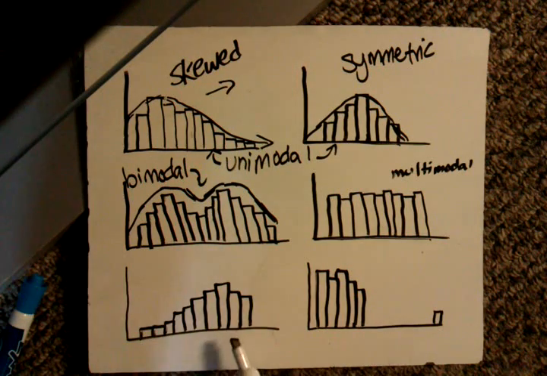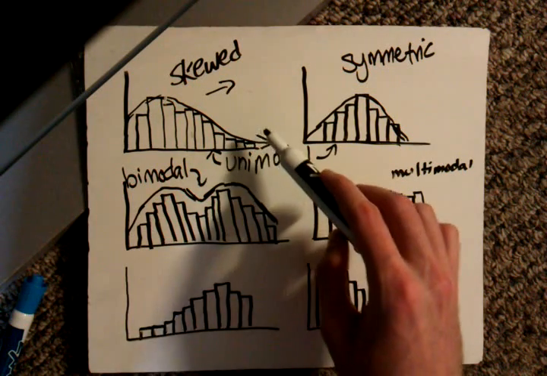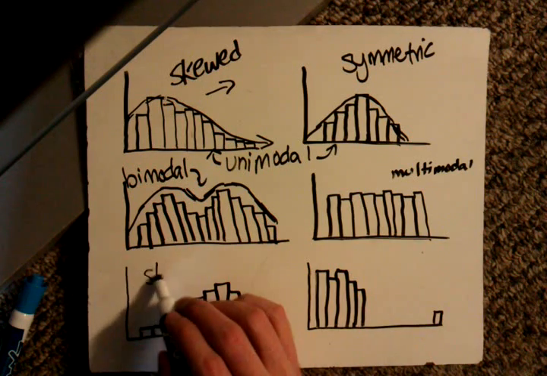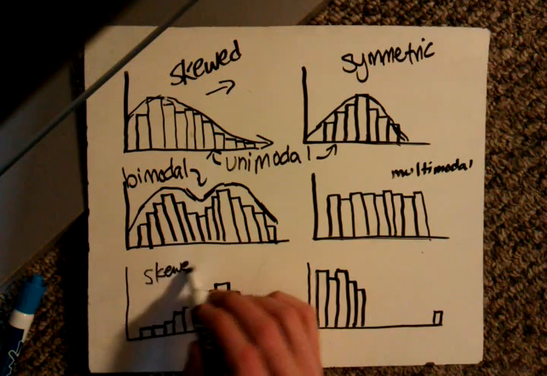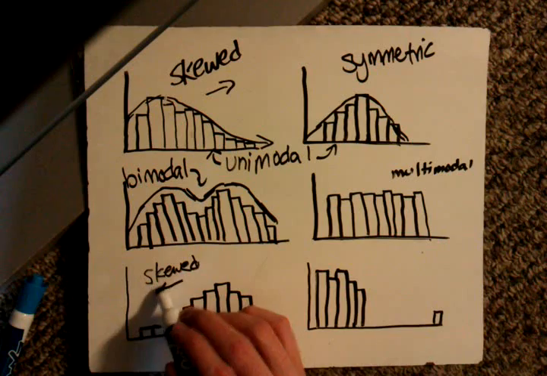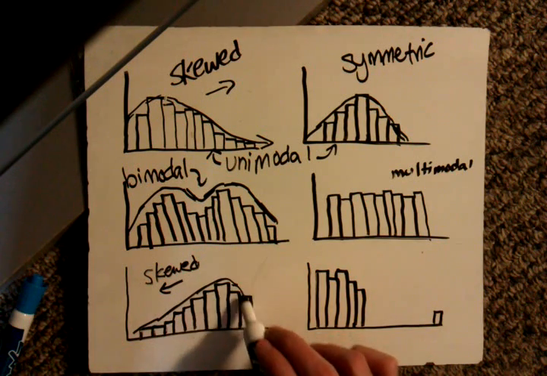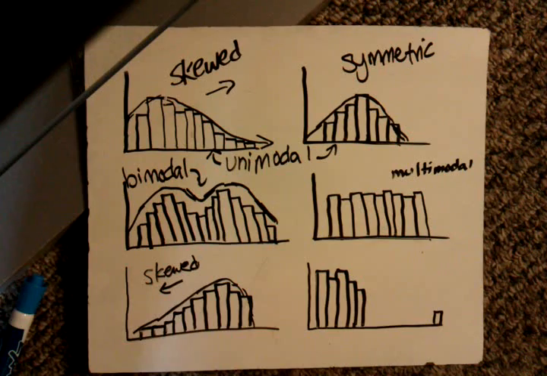So then this one here, you should probably be able to figure out what this one is. It looks pretty much like a mirrored image of one of the ones you've already talked about. So if we go back up here, this one was skewed to the right. So this one here would be skewed to the left, because the tail kind of tails off to the left side. Something like that.